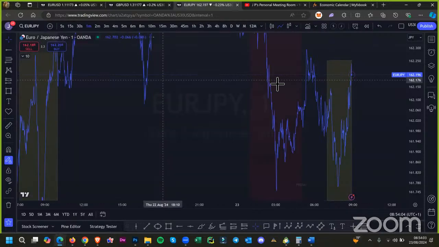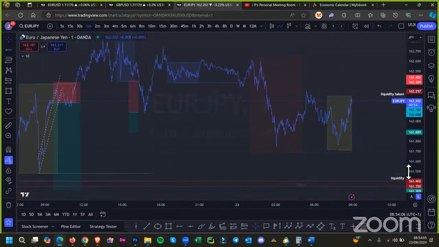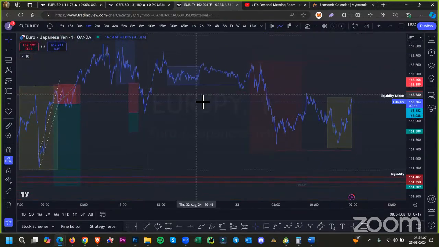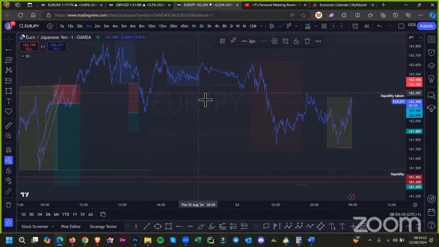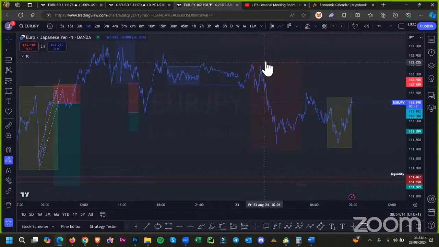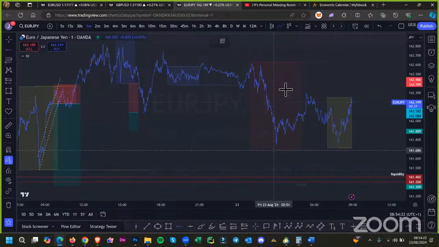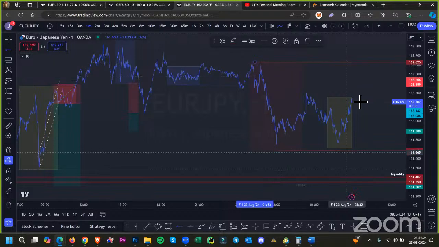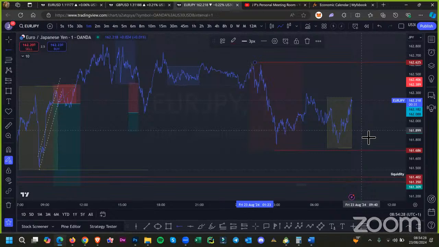So look at EJ. EJ is the same, look. Don't worry about this line here, that's an old line. But look, EJ's sitting here. Asian session highs over here, Asian session lows over here. I'm looking at it thinking to myself, meh, because I want to take a trade after liquidity's been taken. And this market's sitting in between these two liquidity levels, slap bang in the middle. I'm like, yeah, I don't care about what's going on there.